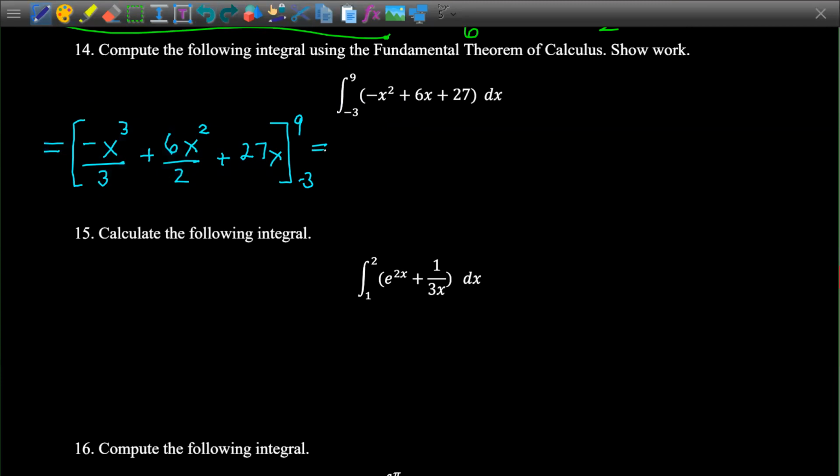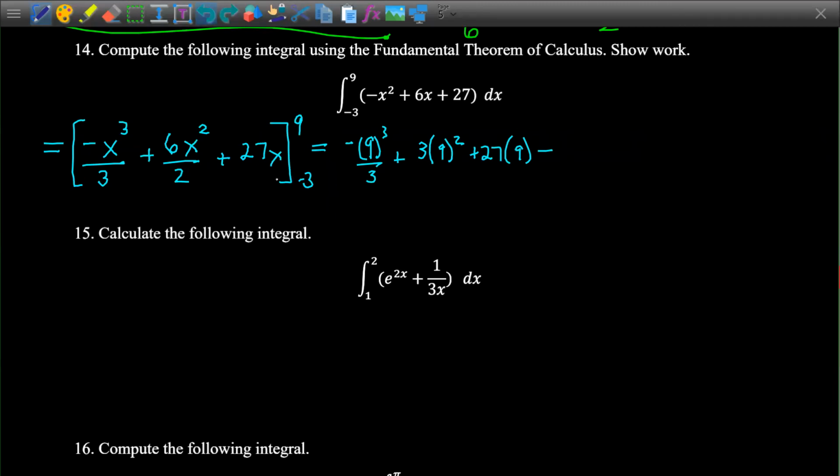So what we're going to do now is evaluate this antiderivative at 9, and then subtract from that the evaluation of the antiderivative at negative 3. So I have 9 cubed over 3 plus, and this is basically 3x squared. So we have 3 times 9 squared plus 27 times 9.